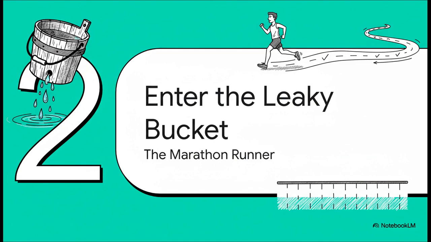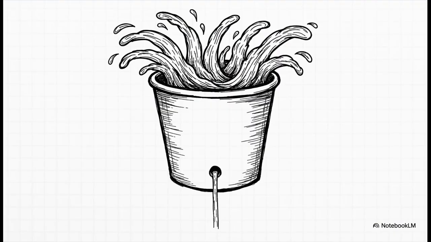All right, let's switch gears and meet our second algorithm, the leaky bucket. Now, if the token bucket is a sprinter, the leaky bucket is a marathon runner. This one is all about consistency, stability, and just maintaining a super steady, predictable pace no matter what you throw at it. For this one, I want you to picture an actual bucket.